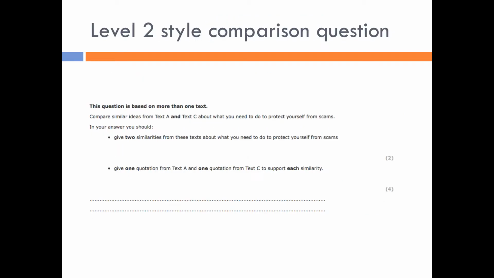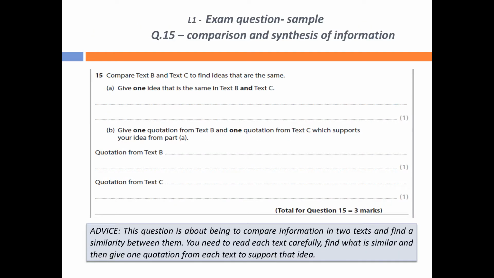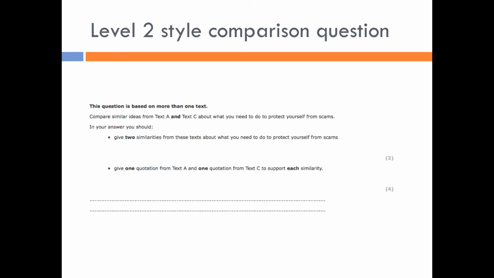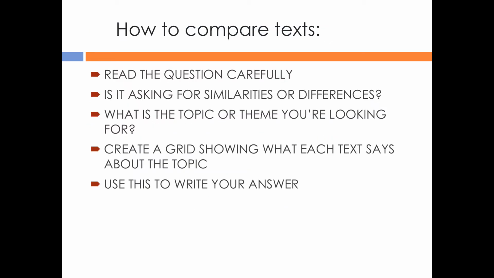So Level 2 is exactly the same question, you just have to do twice as much. You're finding 2 similarities, so you have to find 4 quotations in total, 2 each to support each similarity. Obviously the key thing to remember is that the points are linked. Your quotations need to support the idea that you've stated in part A. So if your similarity is wrong, then it's going to be very difficult to get the quotations to support that idea. Okay, so finding the similarities is the key point.